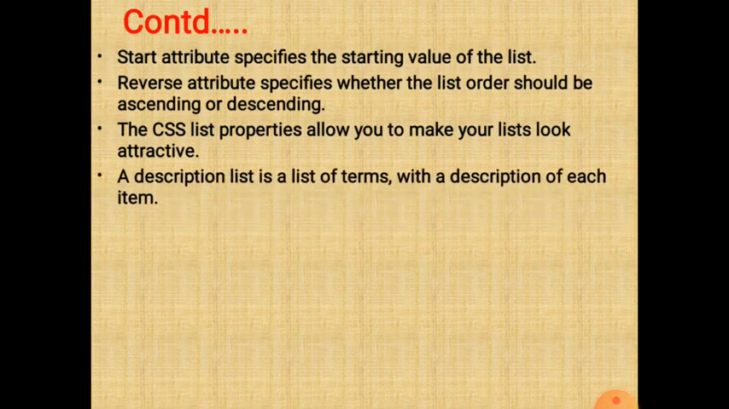A description list is a list of terms with a description of each item. Okay students, it means that HTML also supports description lists. A description list is a list of terms with a description of each term. A description list is the container element of DT and DD elements. It is used when you want to incorporate a definition of a term in the document.